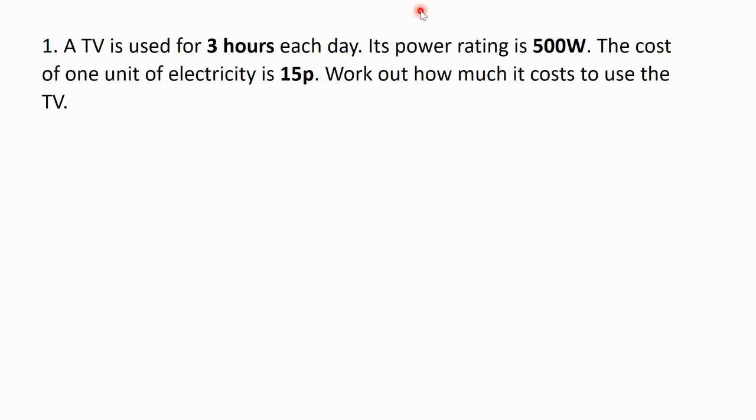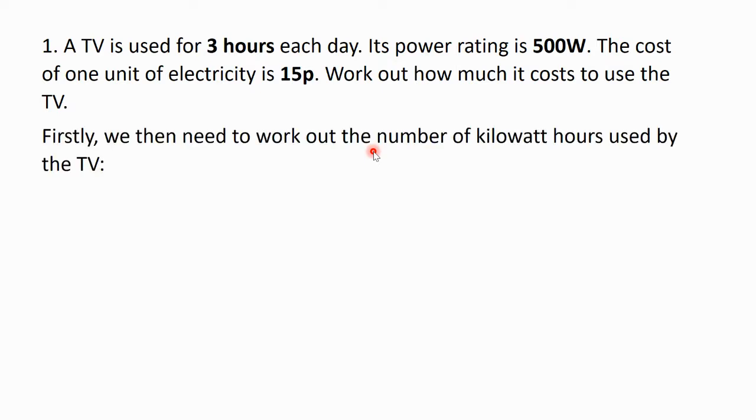So let's look at some examples. Once we do a couple of examples, you'll see how easy this is, and you'll see how it's really easy to get loads of marks. So a TV is used for 3 hours each day. Its power rating is 500 watts. The cost of 1 unit of electricity is 15p. Work out how much it costs to use the TV.